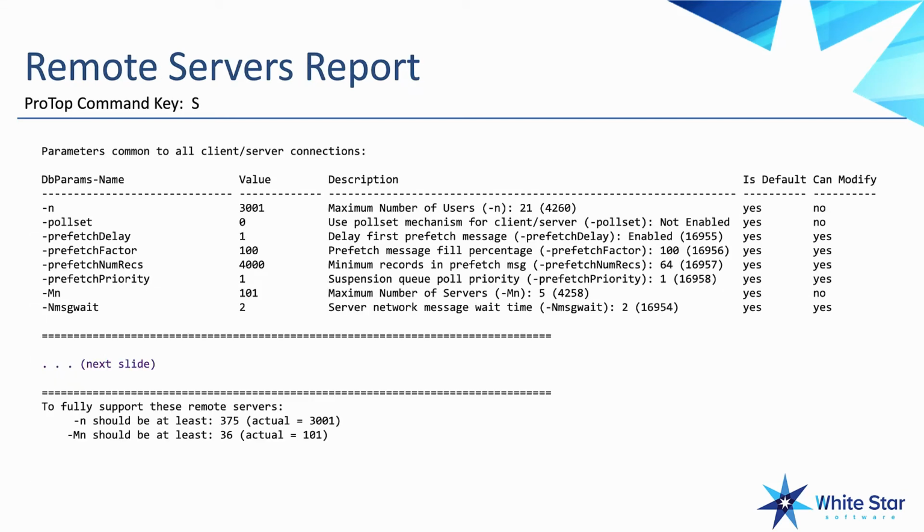Another report which is very helpful is the remote servers report, and this pulls together all the information about configuration of servers, client servers. So you have a number of common parameters like -n, which is the total number of users, the prefetch parameters, these all apply to every server, number, message, weight parameters. At the very end, this report totals things up and tells you what -n and -mn should be as a minimum value.